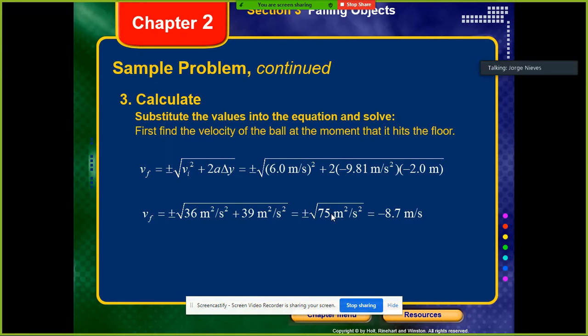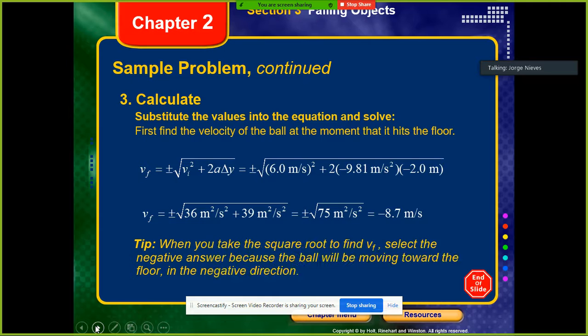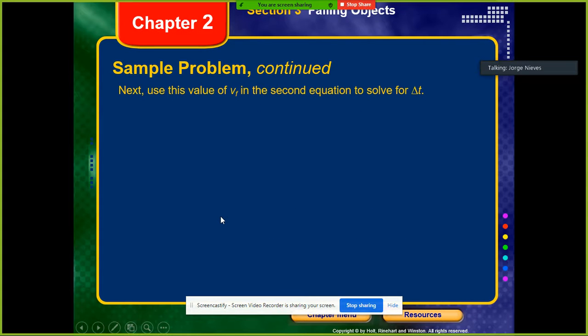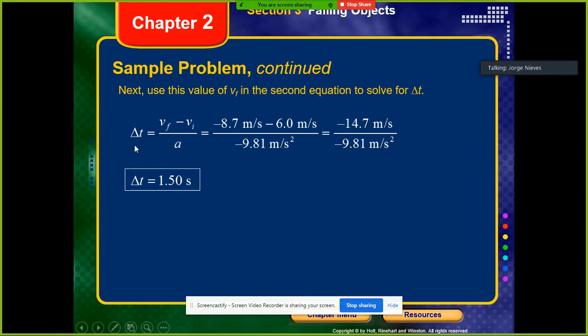That's how you're going to find the final velocity. After we got the final velocity, that is negative 8.7 meters per second, we're going to try to find the time, porque esa es la pregunta que te hacía el ejercicio. The question we're going to answer is how long will it be in the air before it strikes the floor? Now we're going to see the time. Let's see the other part of the problem. Next, we're going to use the value of final velocity in the second equation to solve for the change in time.